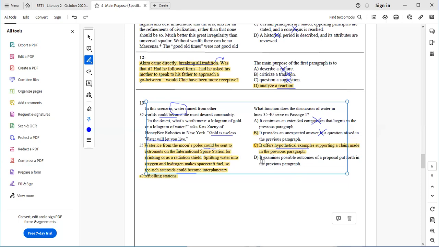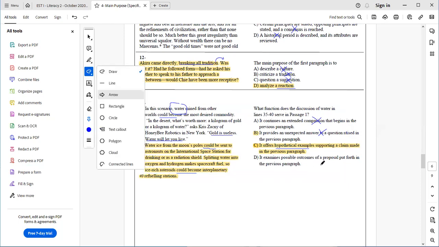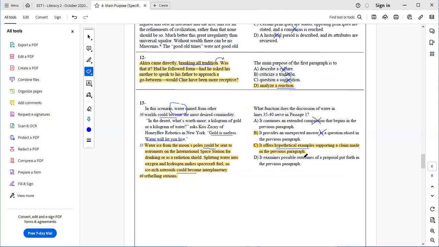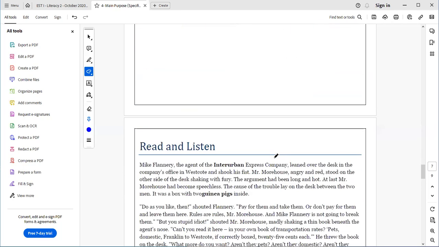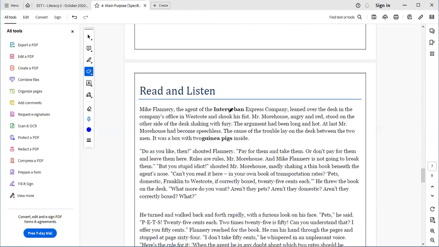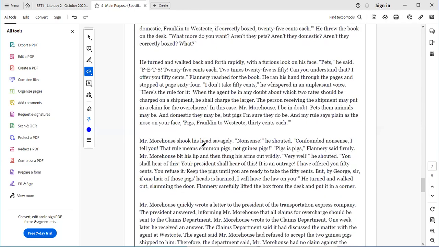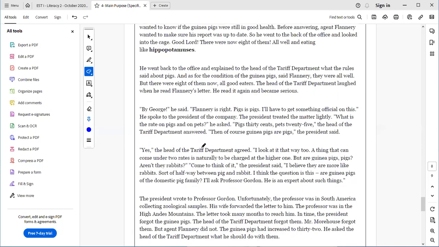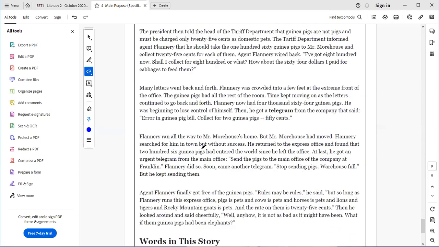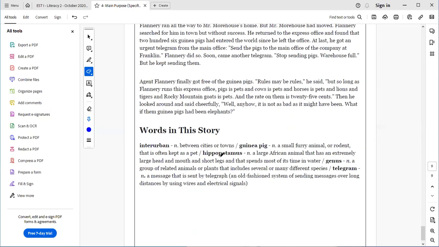Okay. D. It examines possible outcomes of a proposal put forth in the previous paragraph. No, it's not possible outcomes. So the answer is C. Okay, perfect. As you're used to, we have a passage that has these words. I told you every time that you have to read to increase your vocab awareness, and the meaning of these words is here.